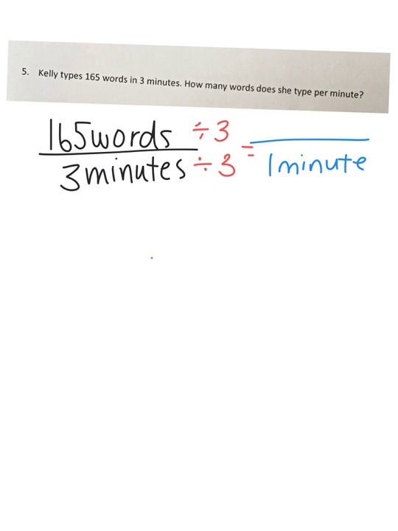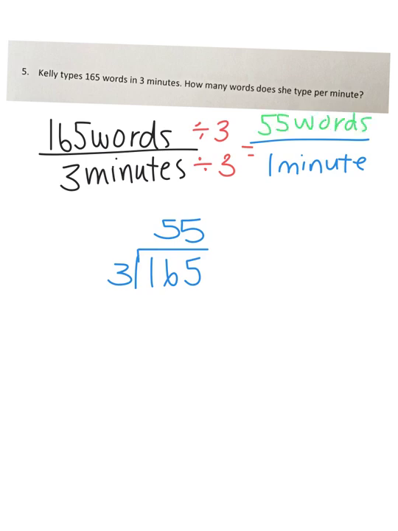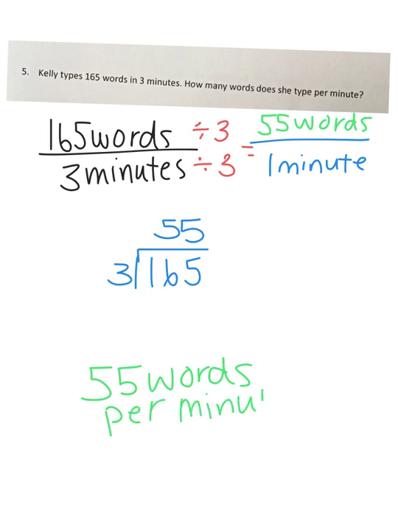And your numerator should be 165 divided by 3. And you should have gotten 55 words per minute. 55 words when you did that division. So final answer, 55 words in 1 minute or per minute. Either one is okay.